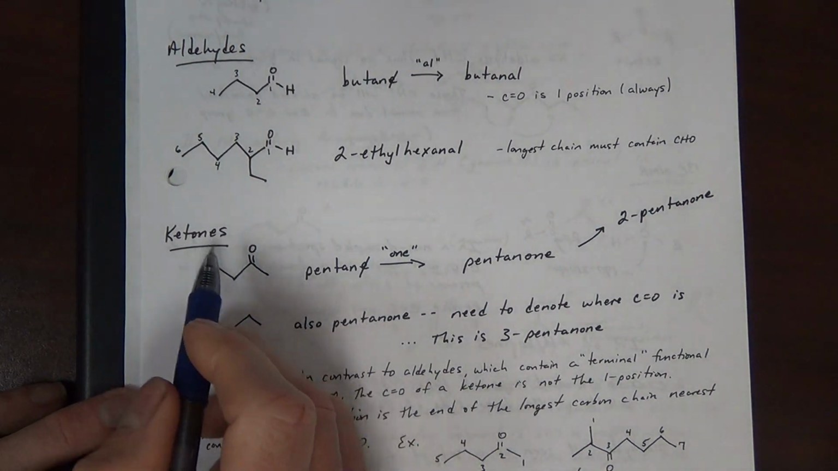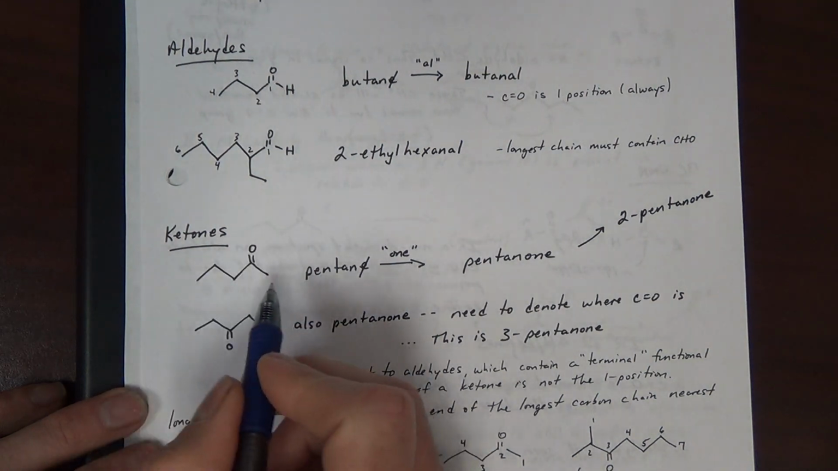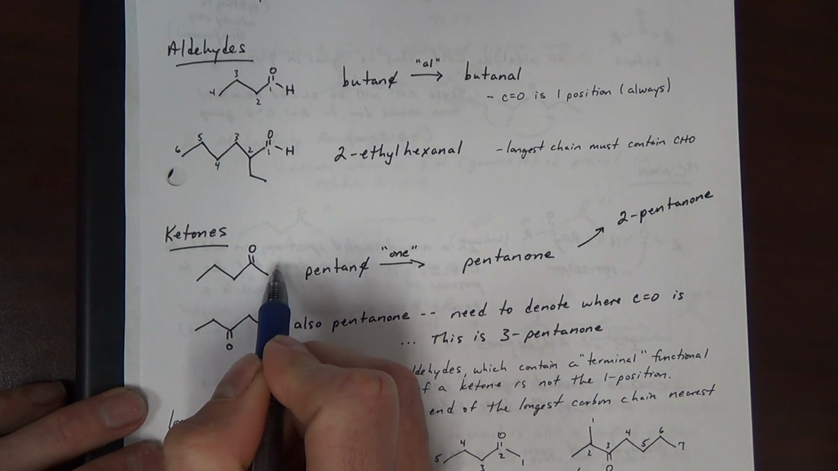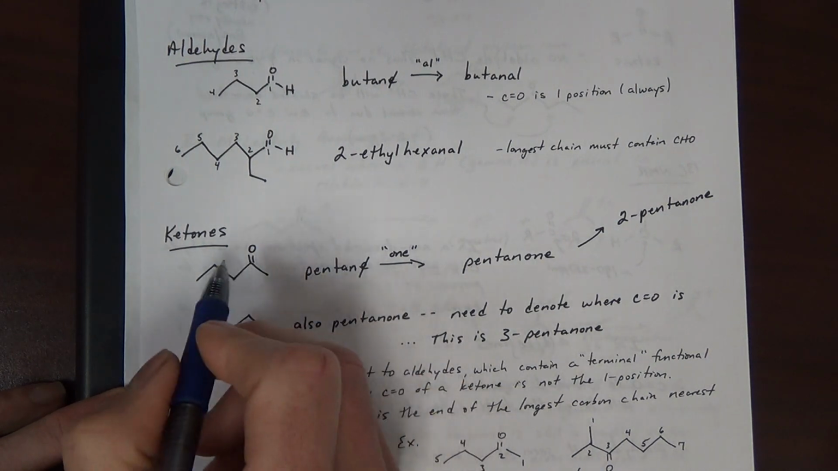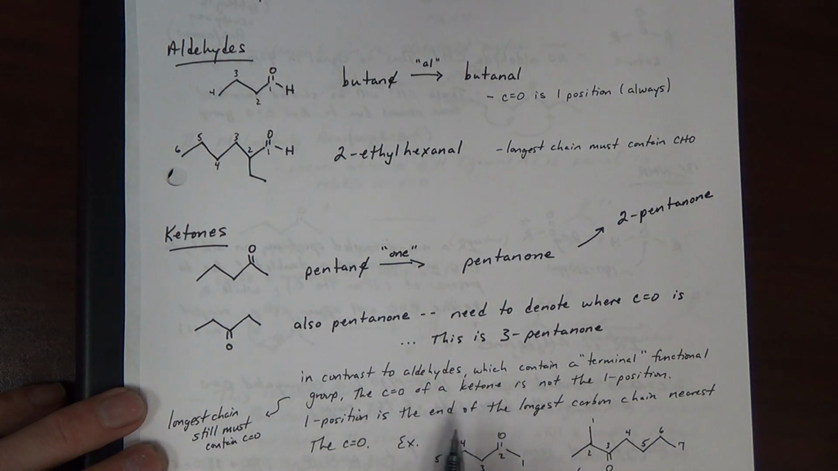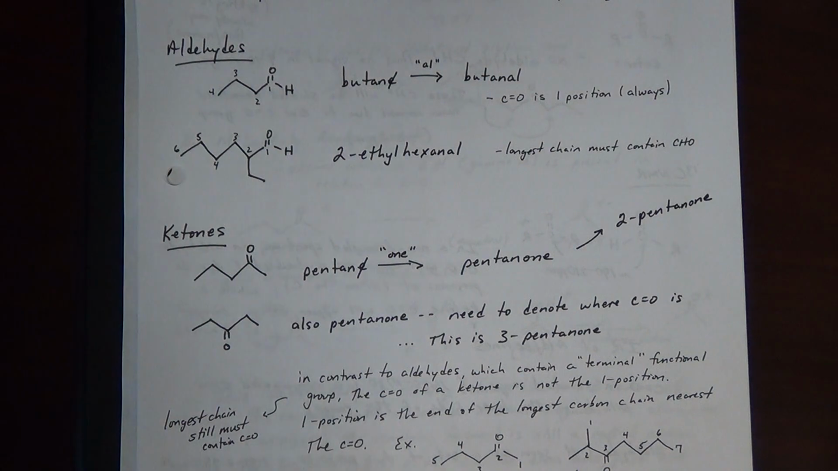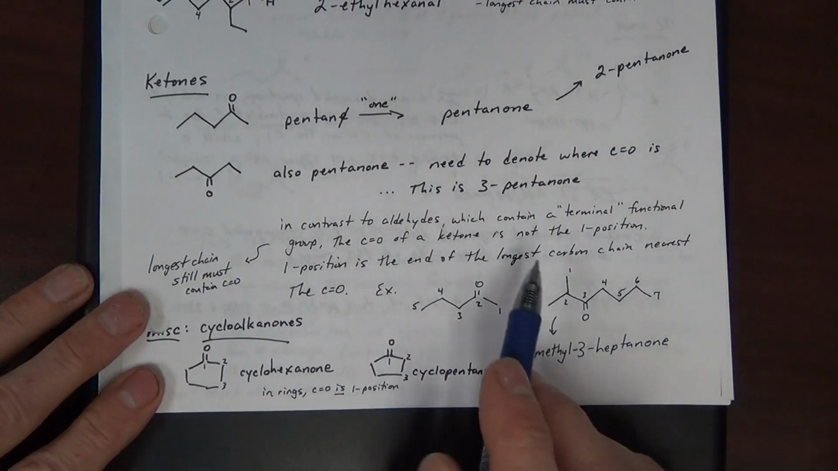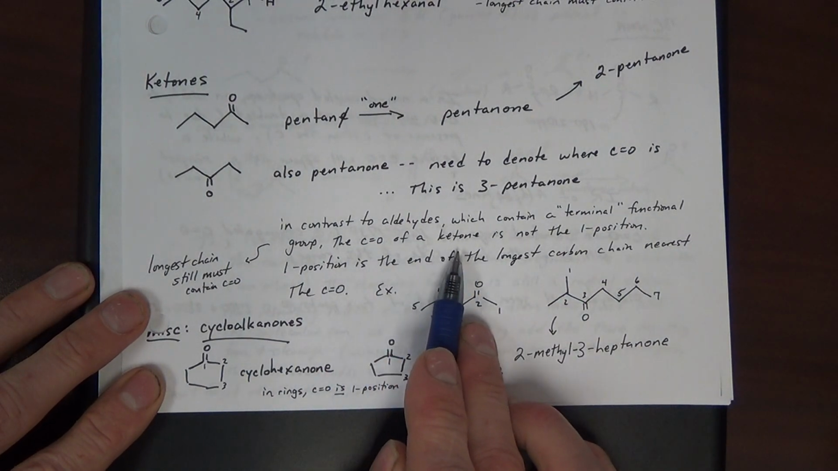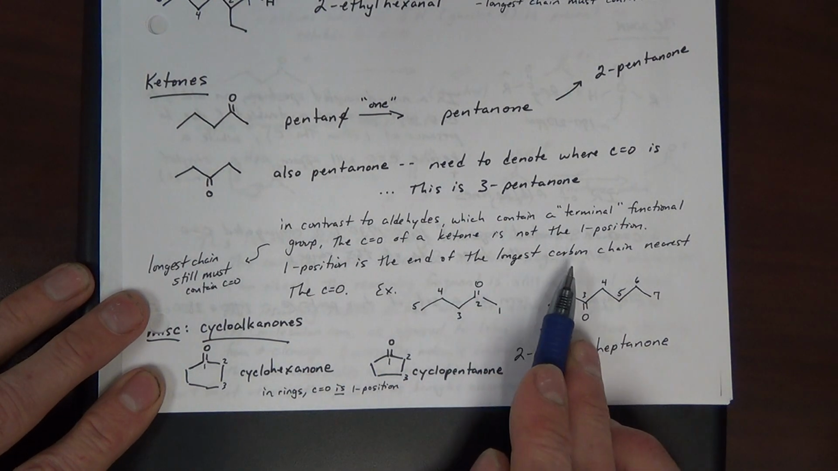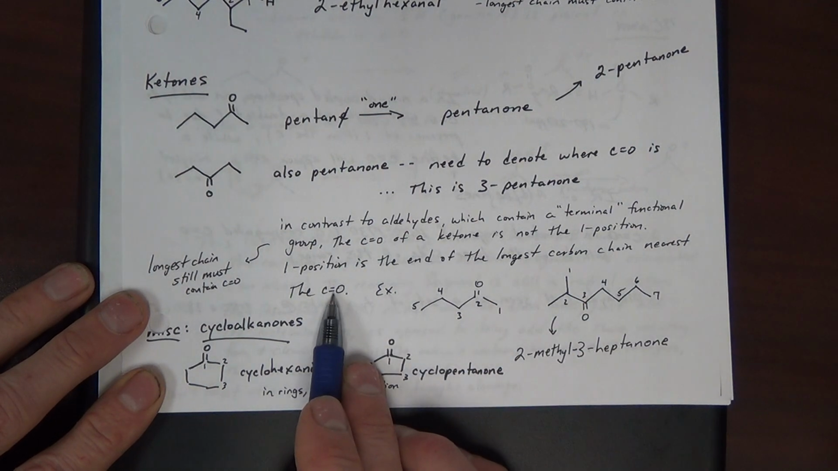Now, a ketone is actually not a terminal functional group. It cannot be. If the carbonyl was at the last carbon, that would actually be an aldehyde, if you think about it or try to draw such a structure. Now with ketones, the one position is not the carbonyl, but as we say here at the bottom, the carbonyl of a ketone is not the one position. The one position is the end of the longest carbon chain nearest the carbonyl.